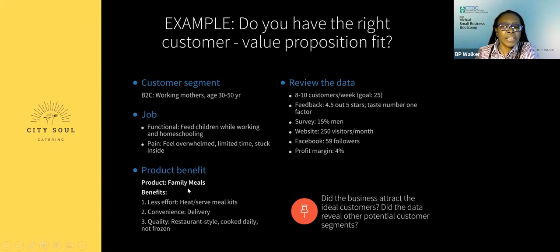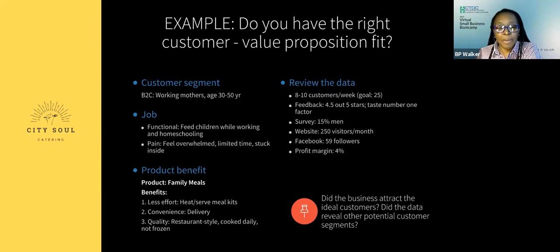So the City Soul had to kind of switch gears because they no longer could offer event catering. They decided to do family meals, and the benefits were less effort because you could heat and serve meal kits. It was convenient because you had delivery, and it was quality because it was restaurant style, cooked daily, not frozen.